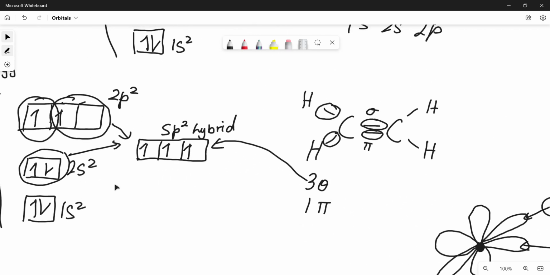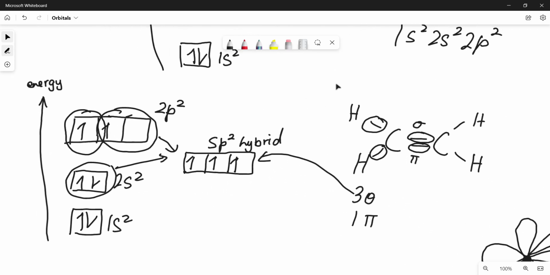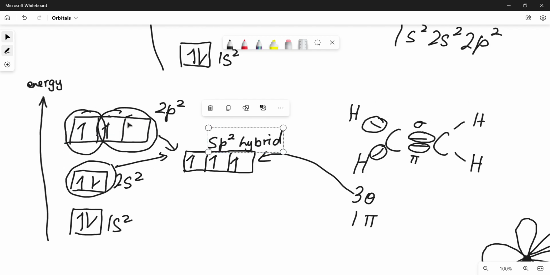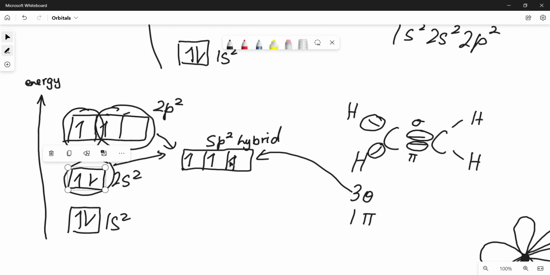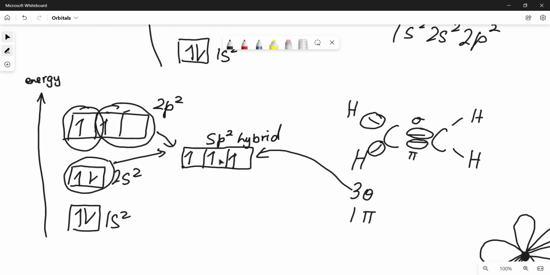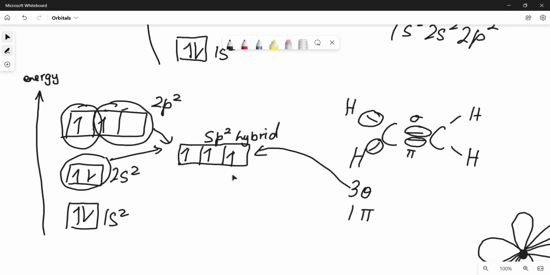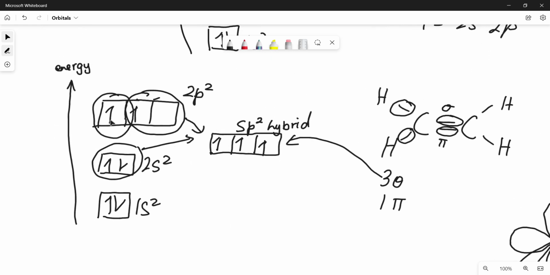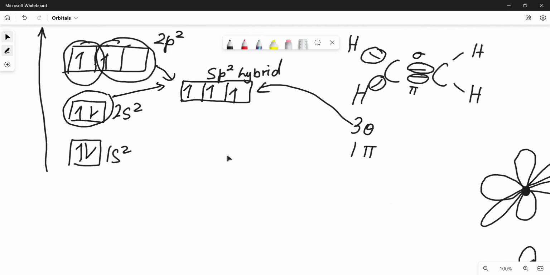And the key thing you really need to remember is sigma bonds are formed from hybrid orbitals. The two p orbitals up here combine with the 2s orbital down here, and they combine to make three hybrid orbitals, and left behind is the one orbital over there to make a pi bond.